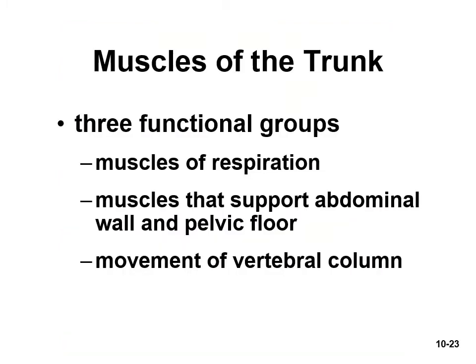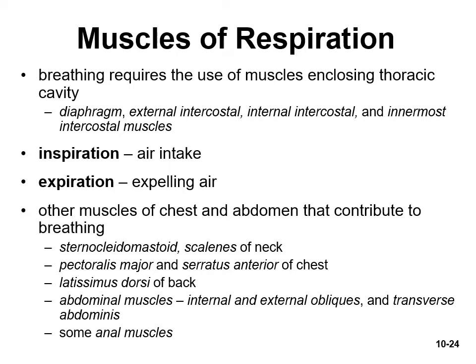Now we're going to move on to the muscles of the torso and the trunk. There are three functional groups of these muscles: the muscles for respiration and breathing, muscles that support the abdominal wall and the pelvic floor, and then muscles that aid in the movement of the vertebral column. We'll start with respiration first.